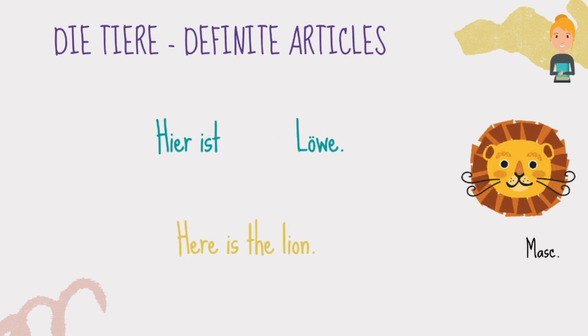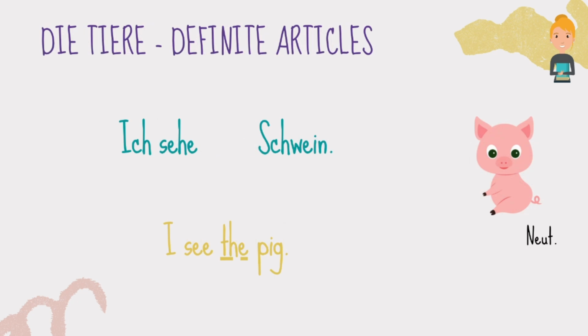Next we have the noun Löwe, a masculine noun. What definite article do we use here? Pause the lesson to take a moment to consider. Because Löwe is masculine, we would use the definite article der. Next is Schwein, a neuter noun. What definite article do we use here? Pause the lesson to take a moment to consider. We would use the definite article das.